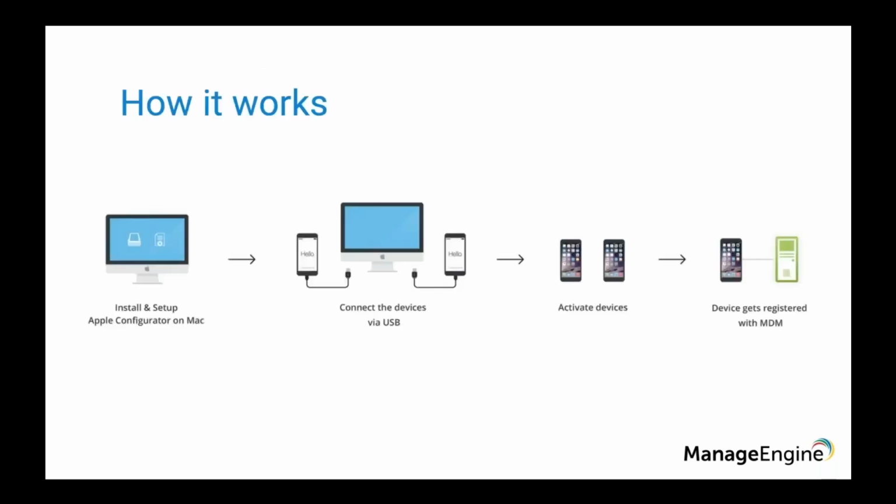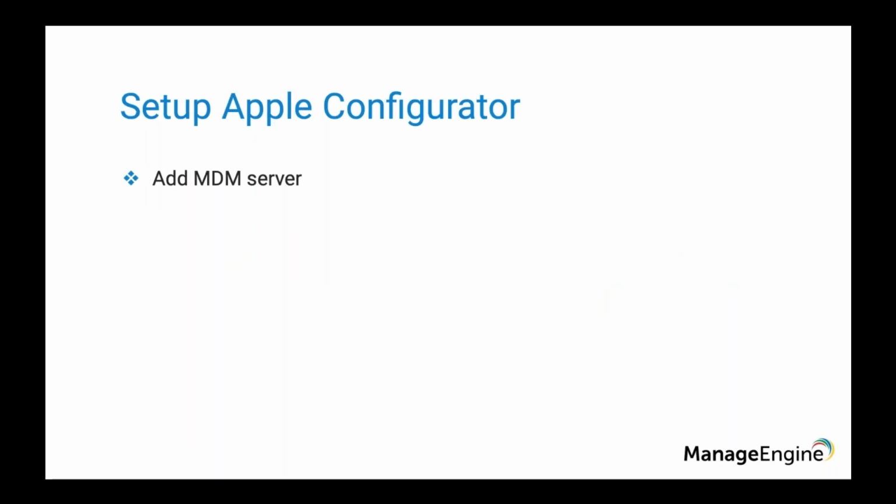So now for our first enrollment option, which is Apple Configurator. Apple Configurator is an enrollment option that is provided by Apple itself. First and foremost, you'd have to install and set up the Apple Configurator application on a Mac machine because it's available only in the Mac store. You then have to connect your iOS devices. It can be an iPhone, iPad, Apple TV, etc. You'd have to connect it to the Mac machine itself. And then you'd have to activate the device, which gets the device registered with the MDM solution. So these are the steps.